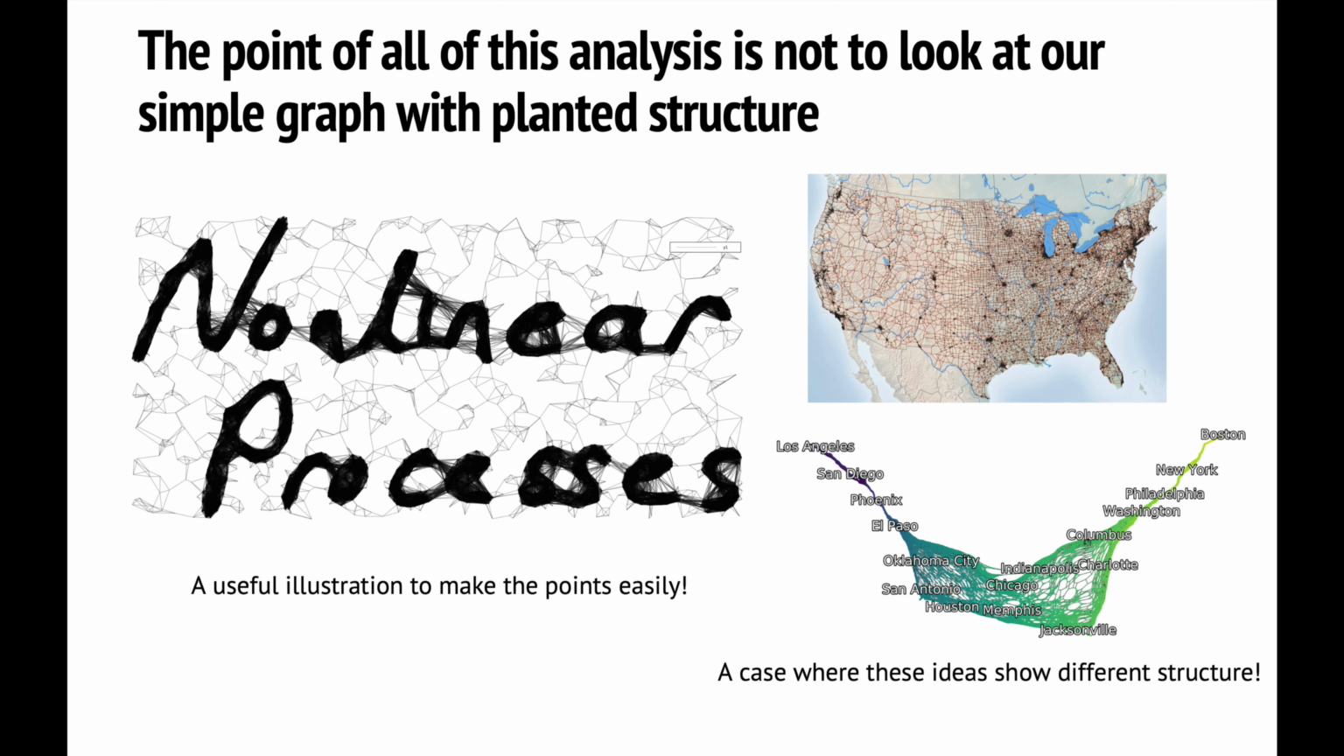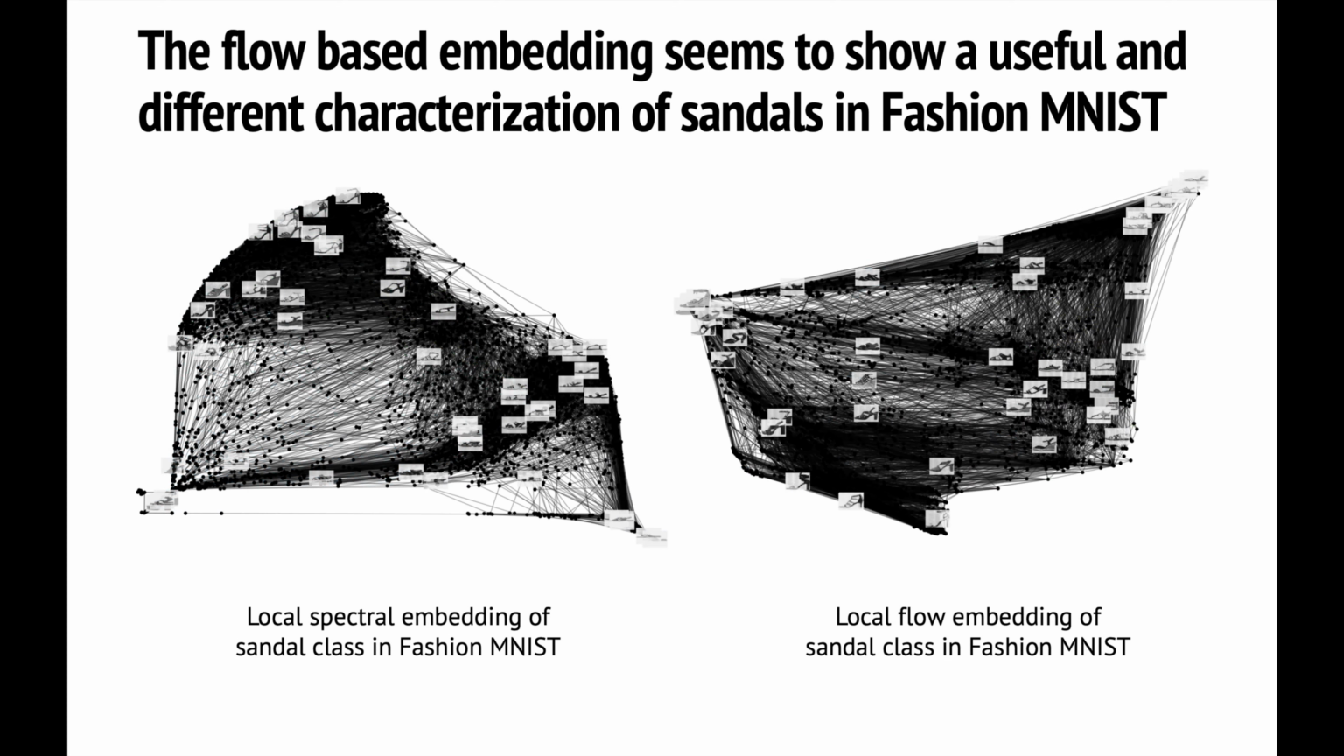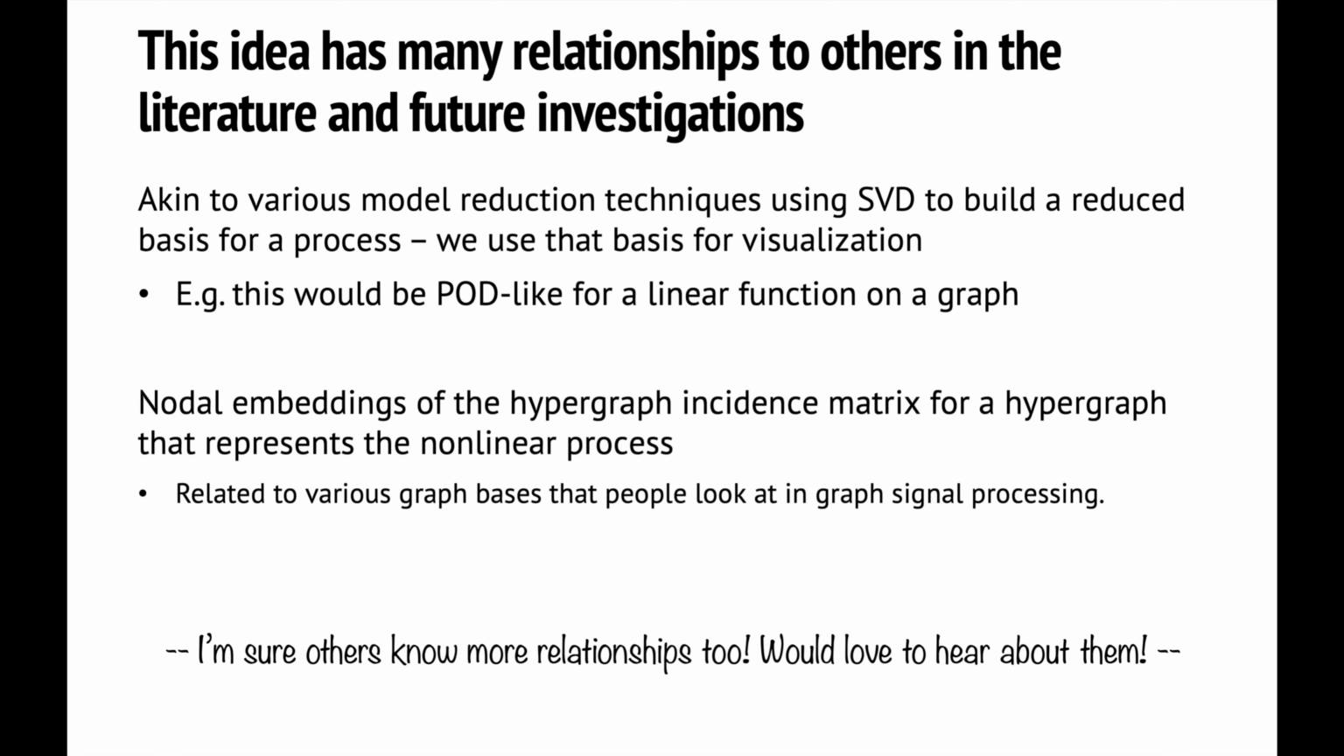Now, of course, the idea with all of these is not to use them in cases where we've got this simple nonlinear processes graph. Instead, we want to use them in really interesting scenarios. So we used this on the US road network and got a nice taxonomy by metro area. And then we used the same idea on this Fashion MNIST data and got a different taxonomy. And this idea has all sorts of relationships with other ideas, including things like a POD-like basis, as well as nodal embeddings of hypergraph incidence matrices. And if you know of other things it reminds you of, please let me know.